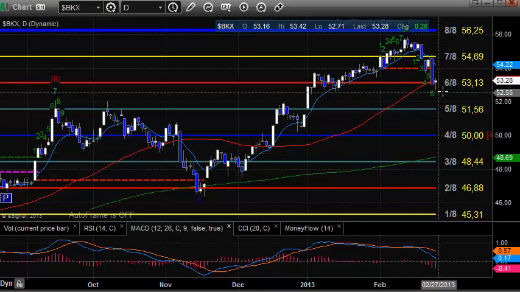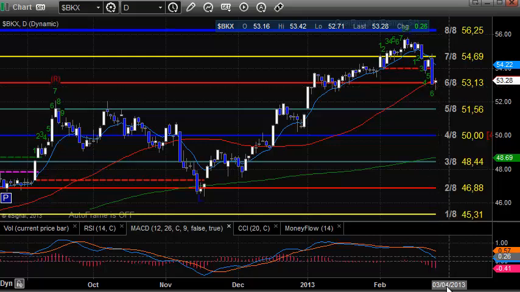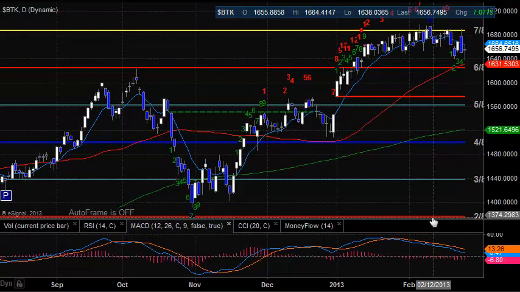The 50 DMA is one that definitely is on the radar of all technical traders, so this definitely could be gamed. The gaming usually doesn't take as long, it's not as prominent as the 200, but definitely something to be aware of.